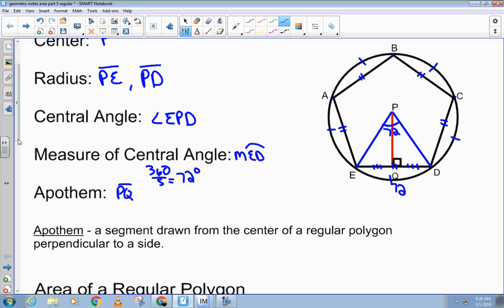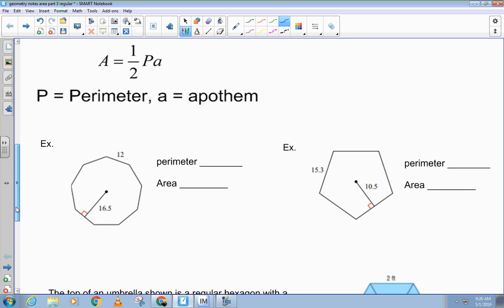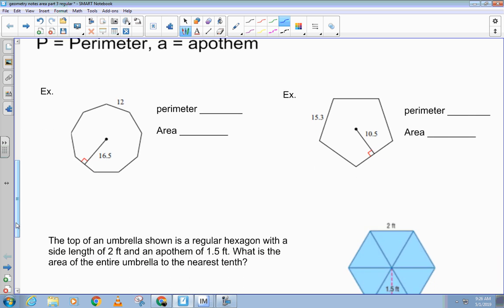Now, the actual formula for the area of a regular polygon is half the perimeter times the apothem. The perimeter is the perimeter of the polygon, and the apothem is that segment that goes from the center perpendicular to the side. So we're going to find the perimeter and the area of each one of these. Now, these are all regular polygons, and before we can find the perimeter, we've got to know how many sides there are.